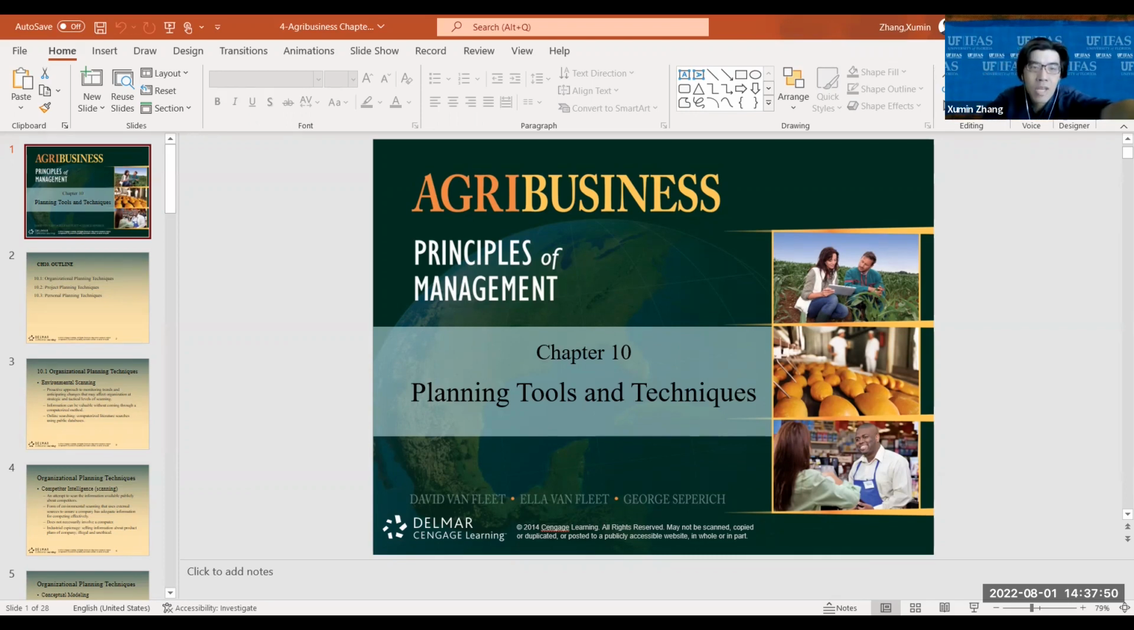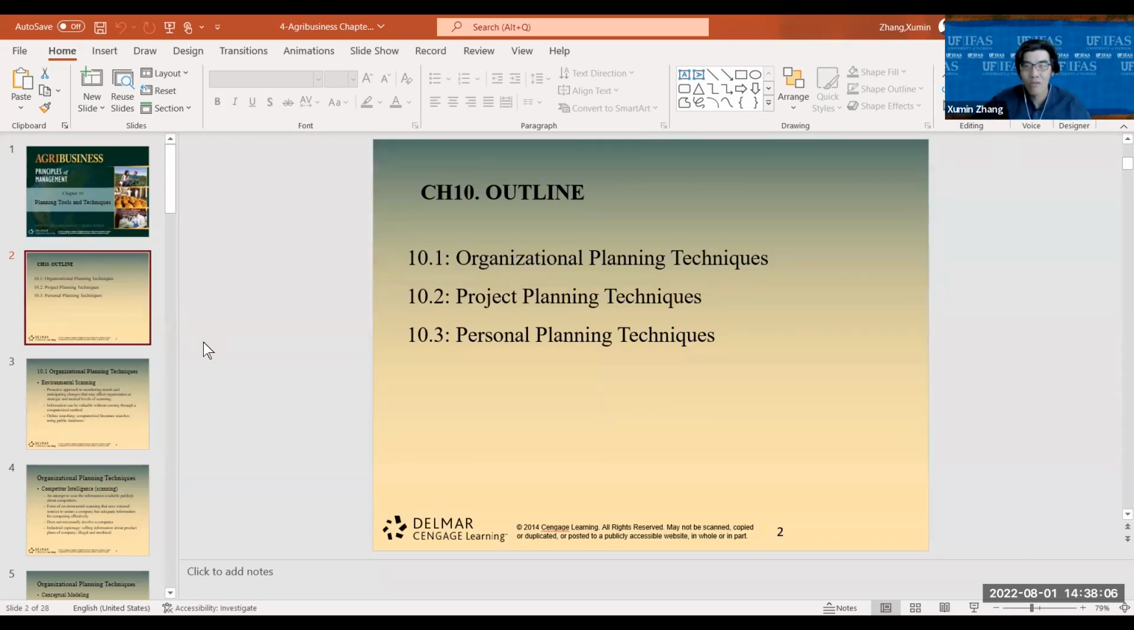Today we will talk about chapter 10, which is planning tools and some planning tools and techniques. Let me remind you about different levels of planning: strategic planning, tactical planning, and then operational. High-level top managers are more responsible for strategic planning. Middle managers are more responsible for tactical planning. And first-line managers are more focused on operational planning, or simply operation.